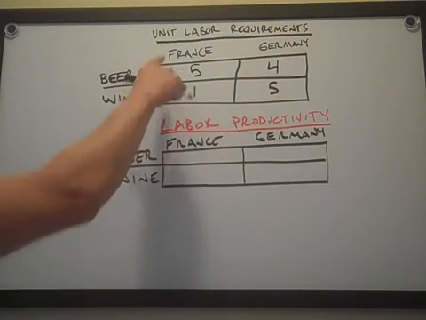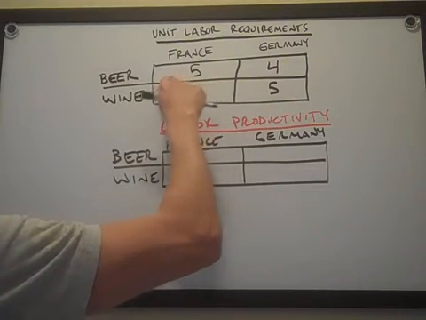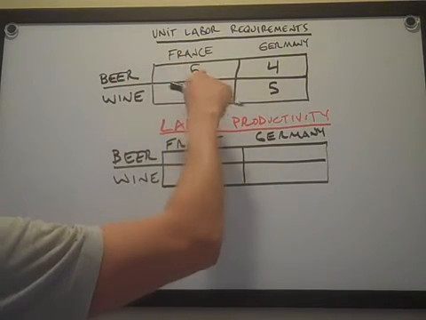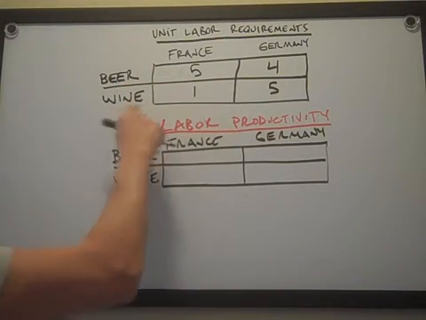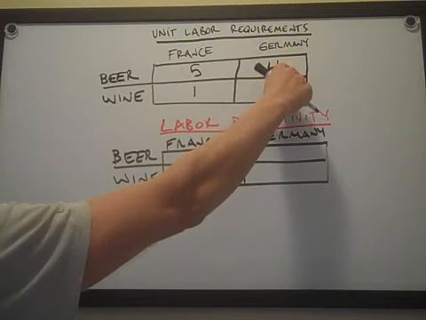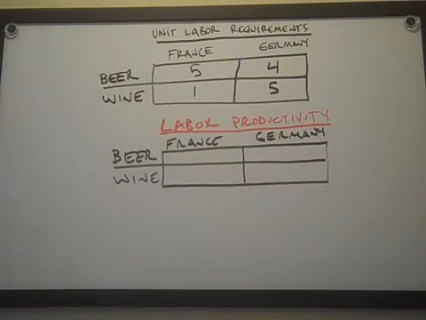And if that's true, then unit labor requirements, these numbers that populate this grid here, suggest that for France it takes 5 hours to make a unit of beer, but only 1 hour to make a unit of wine. And then it's kind of the opposite for Germany. It takes them 4 hours to make a unit of beer and 5 hours to make a unit of wine. So Adam Smith would have told us countries should produce goods in which they have an absolute advantage.